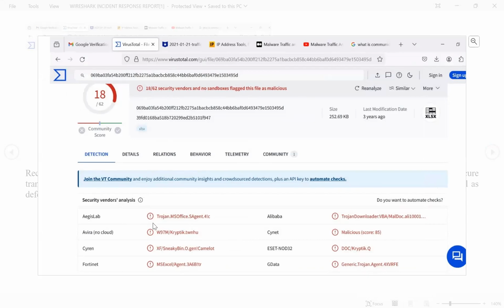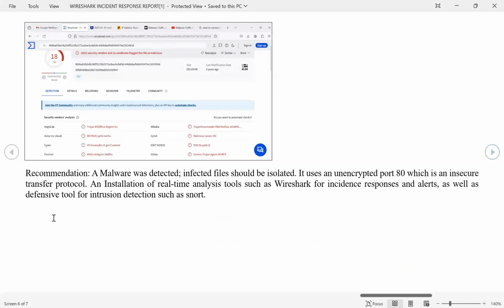So my recommendation for that: I saw a lot of malware in it. Malware was detected, files were infected. So my recommendation was that such infected files should be isolated, especially since malware has been detected. It used an unencrypted port 80, which is an insecure transfer protocol.